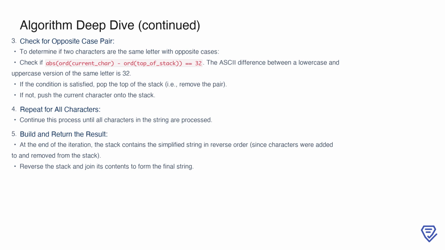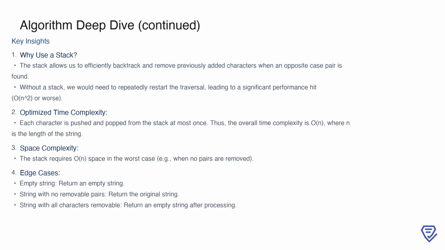By repeating this process for all characters in the string, we gradually eliminate all oppositely cased pairs. When the iteration is complete, the stack contains the simplified string, as characters were added and removed from the top. Finally, we join the stack's contents to construct the final result, which is the simplified string. The choice of a stack is particularly important for this problem because it allows us to efficiently backtrack and remove previously added characters when we encounter an opposite case pair.